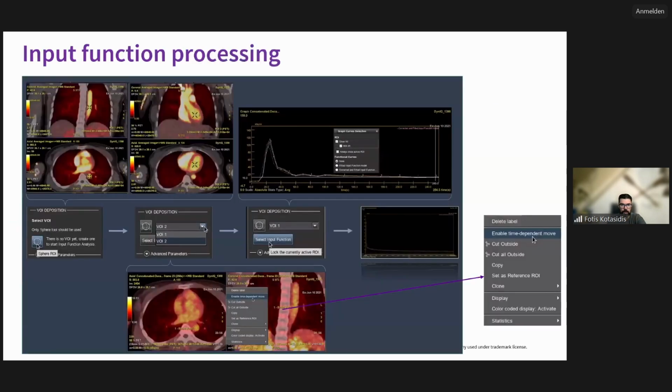So this is just an example from the application itself, where, as I mentioned before, you can draw any number of regions of interest, and you can visualize your input function on the console, and you can select whichever input function you would like to use for proceeding with the analysis. And again, you also have the option to adjust the ROI on the frames where the patient effectively moved, so you can minimize the effects of motion on the input function.